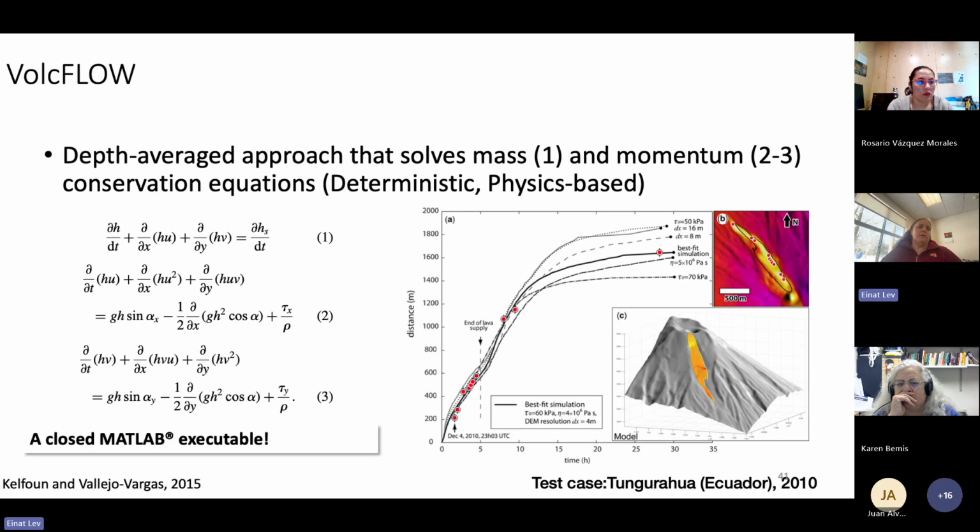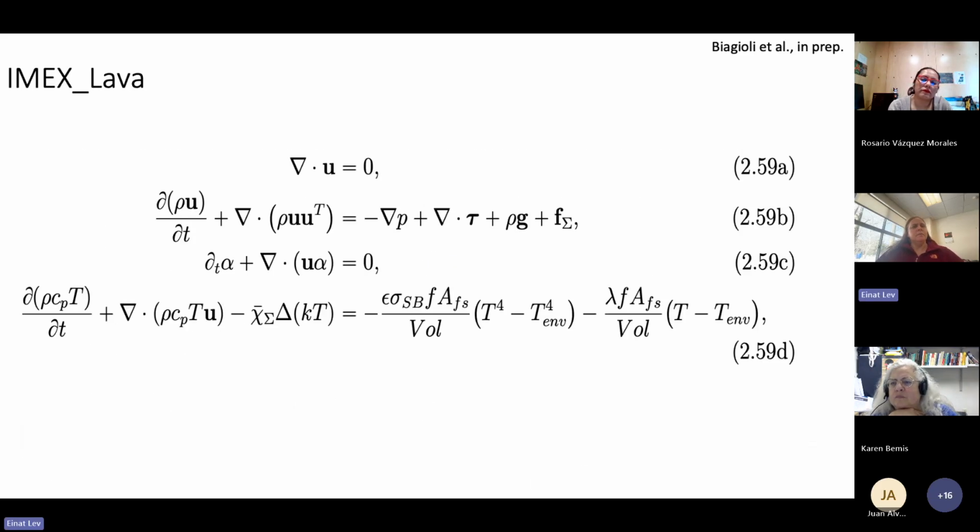Moving on to VolcFlow, it is a popular depth-averaged flow model that was initially for PDCs and landslides, but then the temperature field got added. It's a closed MATLAB executable, so we don't really promote it on Victor, but it exists as an executable. A similar, yet open source code that solves the equations of conservation of mass, momentum, and energy through temperature is IMAX Lava.